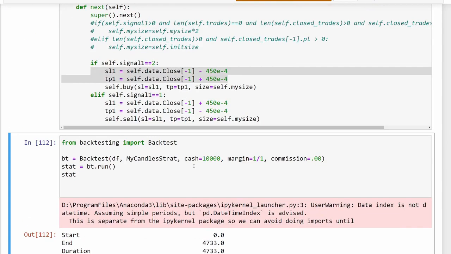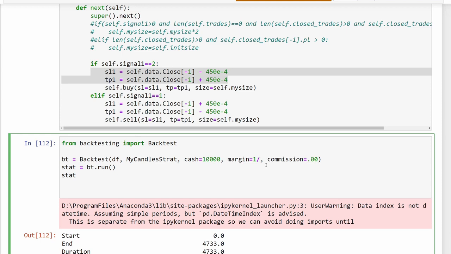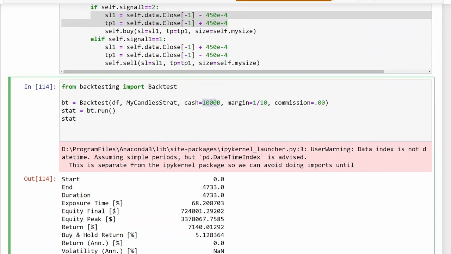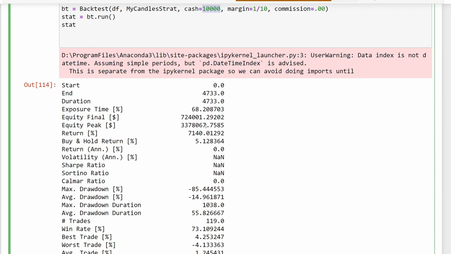When we have a high winning rate, we're going for the margin parameter here. And let's say we're going to start testing our trading with a 1/10 leveraged account. So I'm going to retest this and we're going to see how much we are earning. The returns immediately jumped to 7,140%. So in other words, if I start trading with $10,000 in my account, we are reaching an equity peak of $3,378,000, and the final equity is around $724,000. So this is really huge.